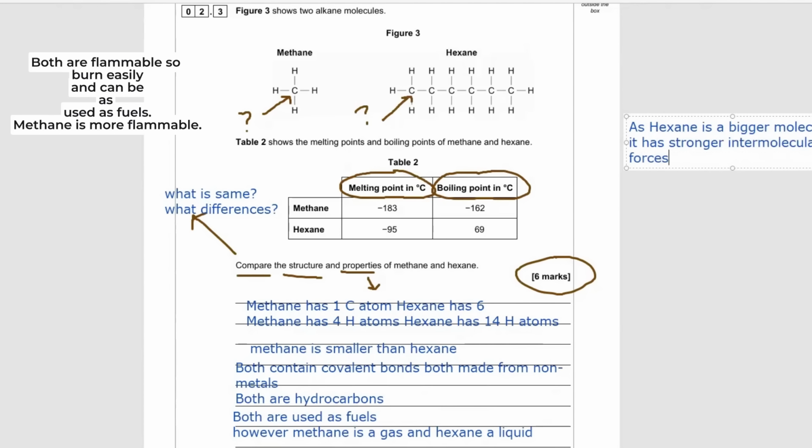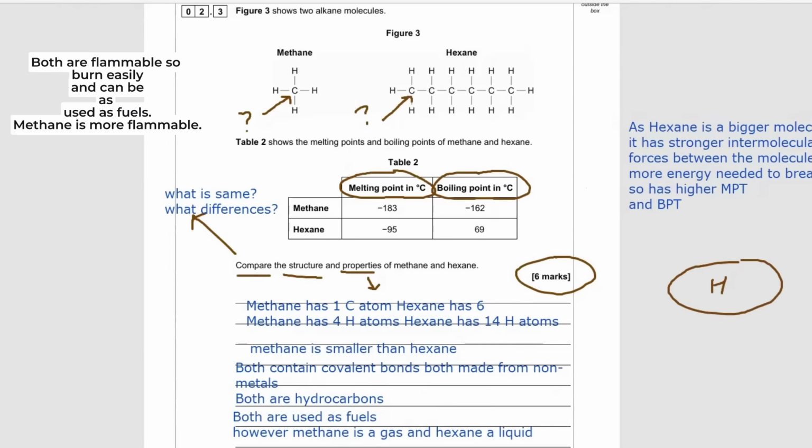Hexane is a bigger molecule and so has stronger intermolecular forces between the molecules. So those are the weak intermolecular forces in between the molecules. They're both simple molecules, simple covalent compounds, right? They're not giant structures. I know hexane looks like it has a lot of atoms, but it doesn't. It's only got like 20 atoms in one molecule. That's very small. So that's a simple molecule. It's just that methane is an even smaller simple molecule.